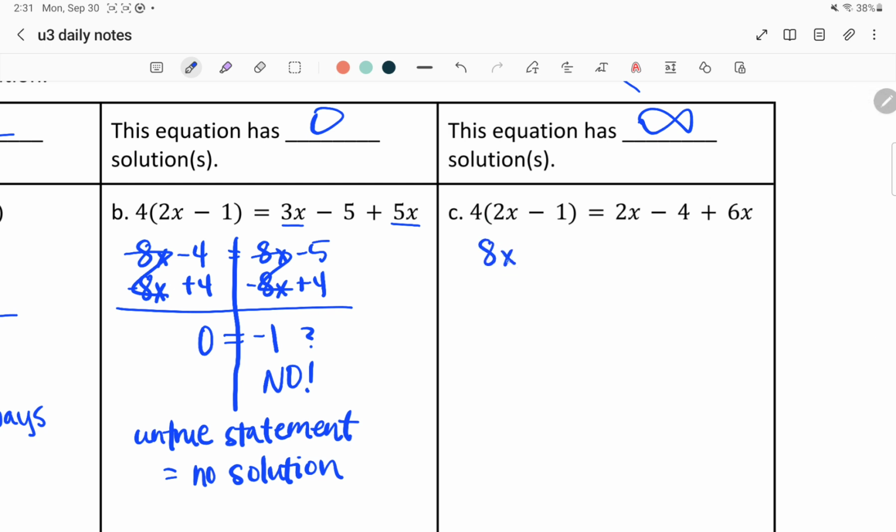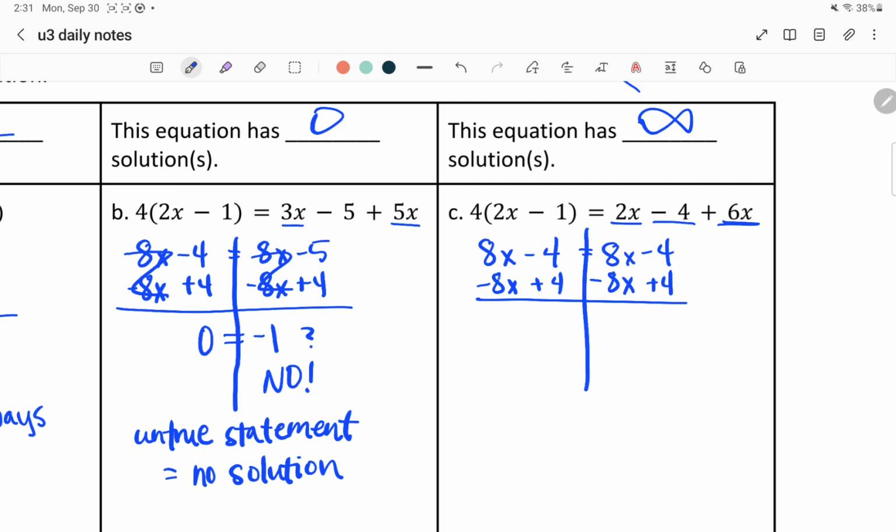4 times 2x equals 8x, minus 4 times 1 is 4. 2x plus 6x is going to be 8x. I'm going to drop down the minus 4. Again, I'm going to subtract 8x from both sides and add 4 to both sides. And what I end up getting is 0 equals 0. That's a true statement. 0 does equal 0. But that's so profound. Okay? When we get 0 equals 0, that is infinite solutions.